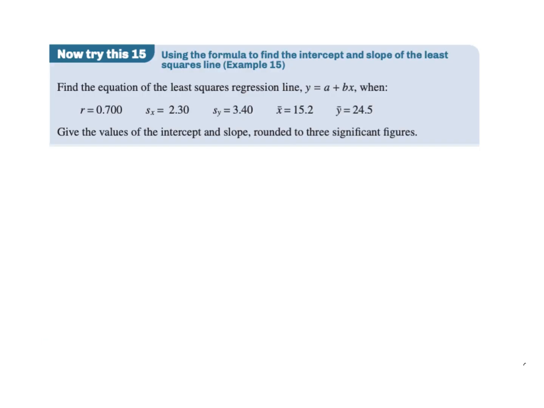They're asking me to find the equation, and if I'm given all that data like that, I know I must have to use those formulas. And then give the values of the intercept and the slope rounded to 3 significant figures. So all right, off we go. Let's find the B value first, which is R times SY over SX. So in this case, it'll be 0.7 times 3.40 over 2.30.